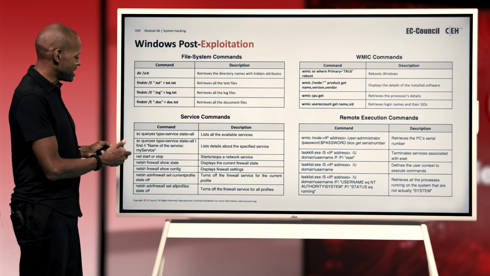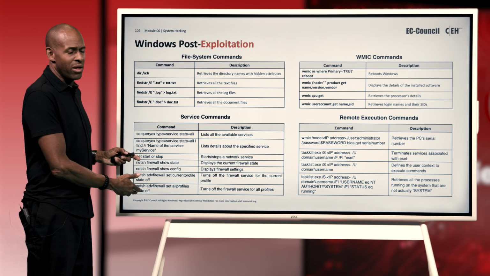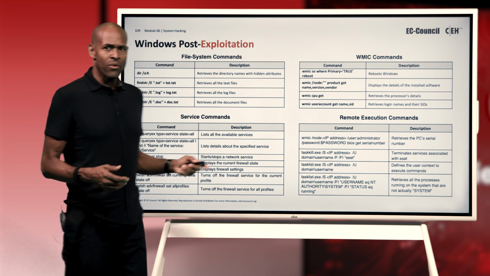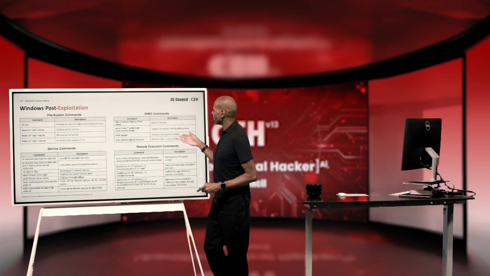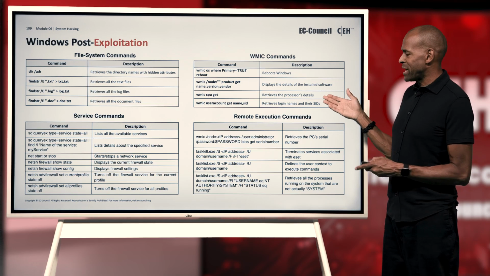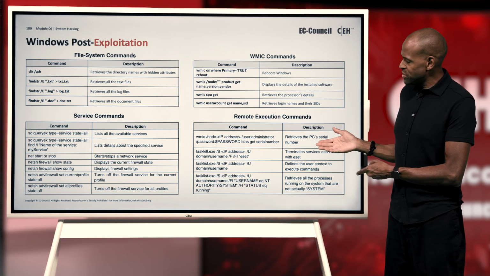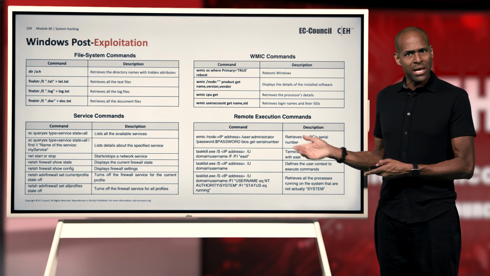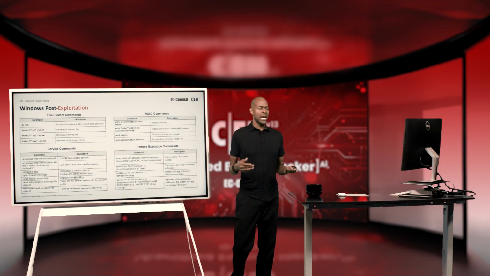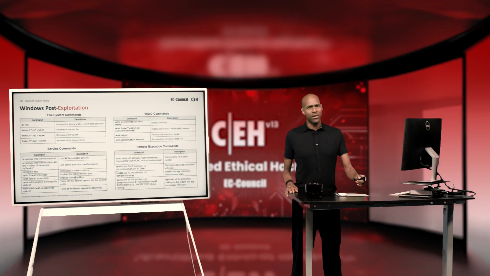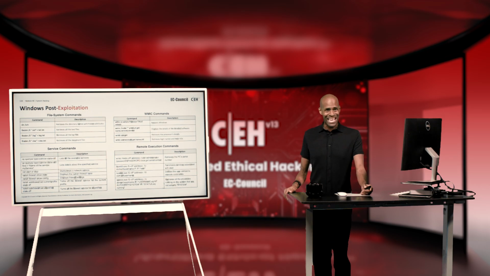N-E-T-S-H. And what it does is it gives you firewall information and access. And then we have some wmic commands that we'll see right over here, where we can reboot Windows or display details. We have remote code execution commands, making use of wmic and taskkill and many other commands. So Windows and Linux have a variety of commands, and these are really just the beginning of what you can do, especially on Windows with the extensive list of commands you can do in PowerShell.